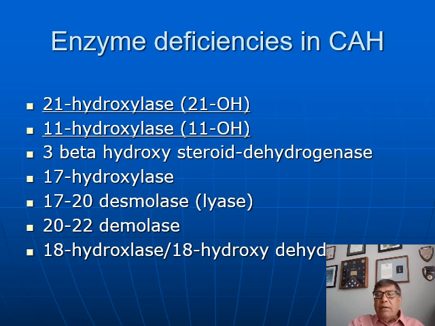So the most common enzyme defect that you will see is 21 hydroxylase, and then 11 beta hydroxylase, 3 beta hydroxysteroid dehydrogenase, 17 hydroxylase, 17,20 desmolase, 20,22 desmolase, and 18 hydroxylase. And these enzymes are very, very rarely involved. So we are talking mostly about the ones I underlined: 21 hydroxylase deficiency and 11 hydroxylase deficiency and some 3 beta hydroxysteroid dehydrogenase. If I go to the biosynthetic pathway, I will be able to explain better.